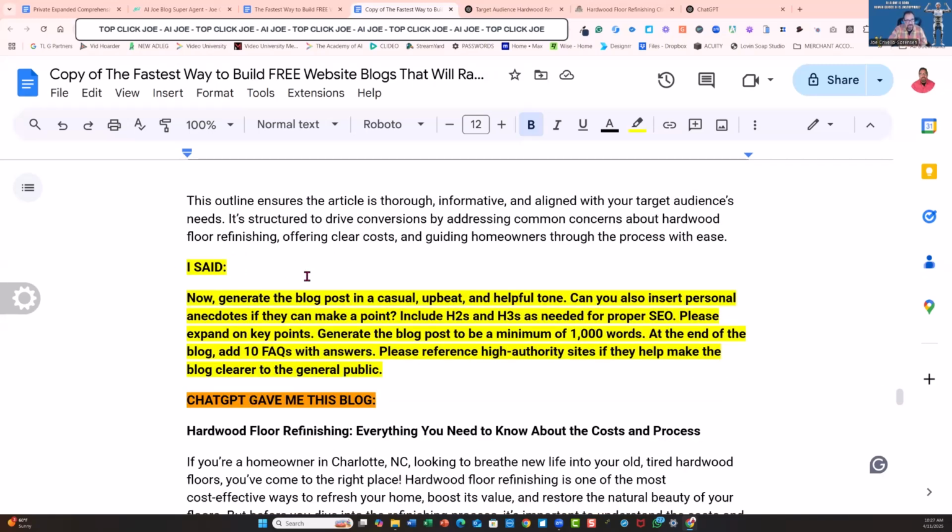Now, I put another prompt in. Now generate the blog post in a casual, upbeat, and helpful tone. Can you also insert personal anecdotes if they make a point? Include H2s and H3s as needed for proper SEO. Please expand on key points. Generate the blog post with a minimum of, I added, 1,000 words, and I always like having like 10 FAQs, because FAQs with the right kind of schema in the background will help you get snippets. It'll really help you get up there with AI and everything also.